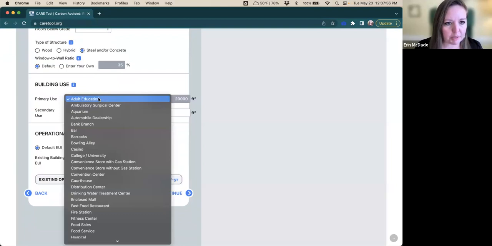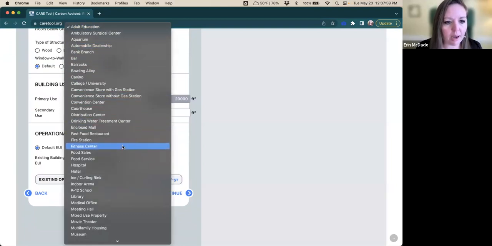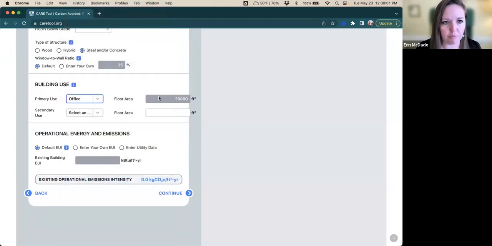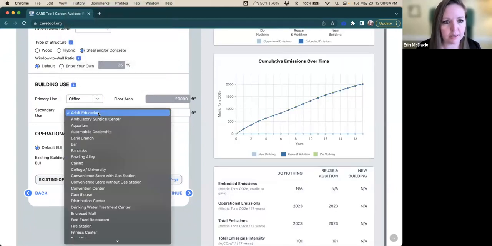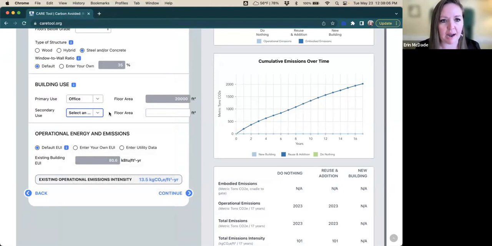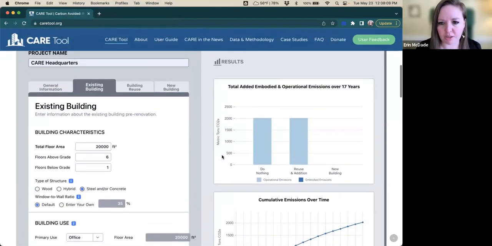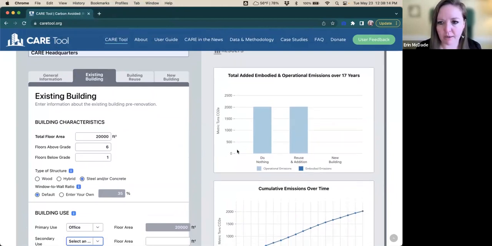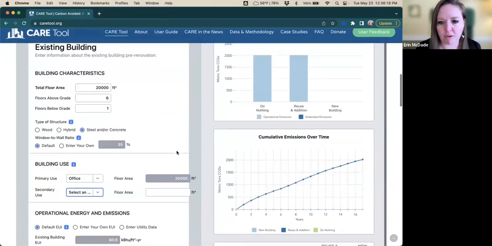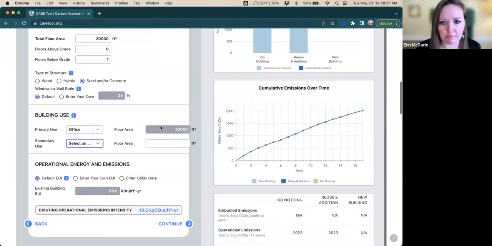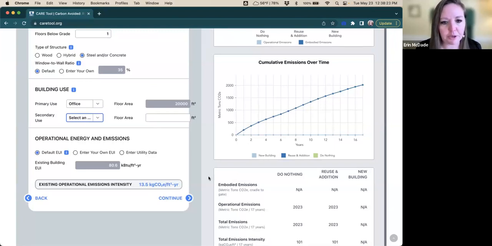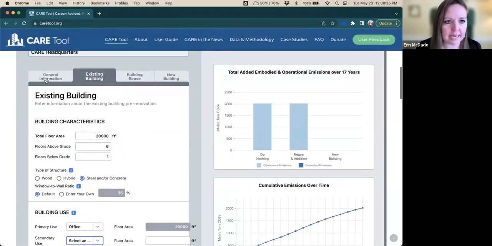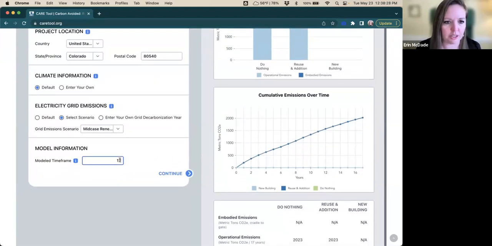So we'll say that this building is, I mean, I said it's the care headquarters, so we're probably going to do mostly office, but let's say there's some secondary use type. And we can see that that right there was enough information for the chart to start generating already. Obviously, they're not fully filled in yet because we haven't put in embodied carbon information for the reuse, and we haven't put in any new building information yet, but moving forward, these charts will start dynamically updating as we add more information. And you can also, again, then go switch between tabs, go back and say, oh, let's change this to 15 instead, and it'll make updates like that.